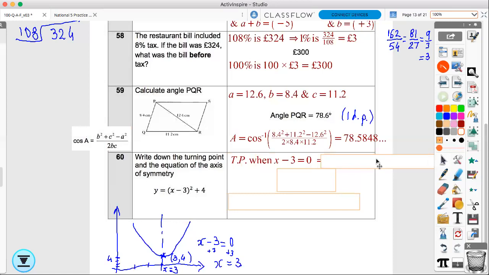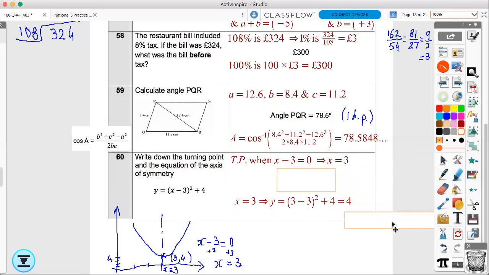So let's do the turning point: when x minus 3 equals 0, that's x equals 3. That's what I've just said. And then when x equals 3, I get y equals 4. So there you go. Turning point is (3, 4), and the axis of symmetry is x equals 3.